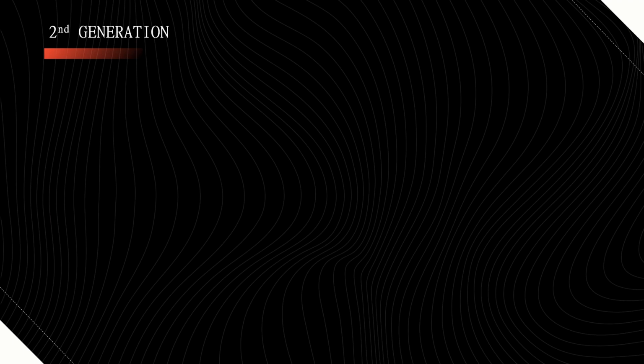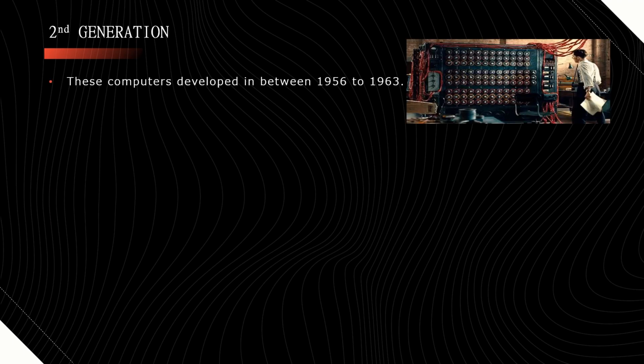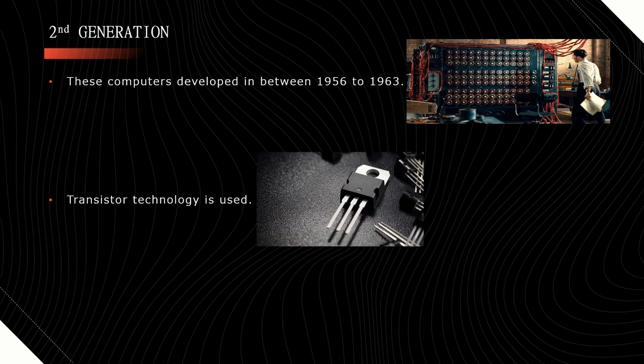Second generation. In the time period 1956 to 1963, the second generation computers are developed. In this generation, transistor technology is used. Transistor means it is a semiconductor device that controls voltage fluctuations. By using this technology, these second generation computers are developed.